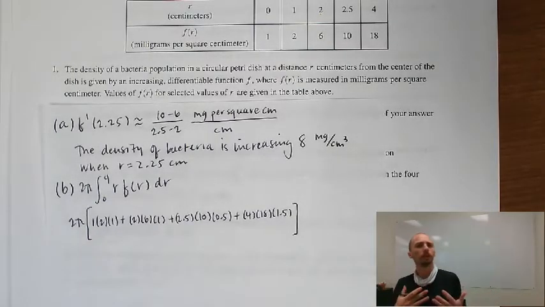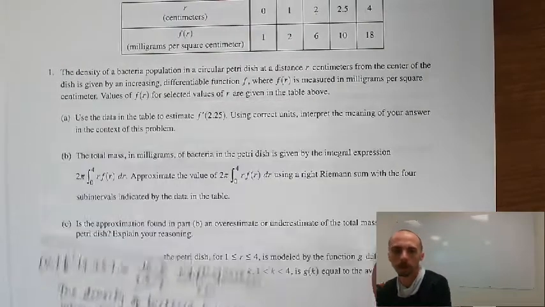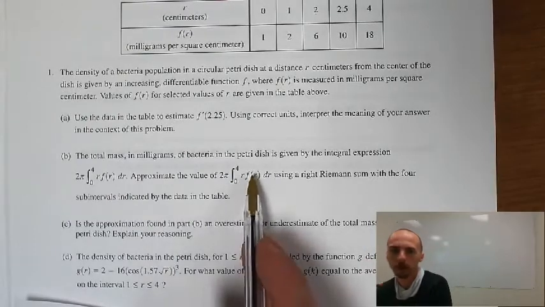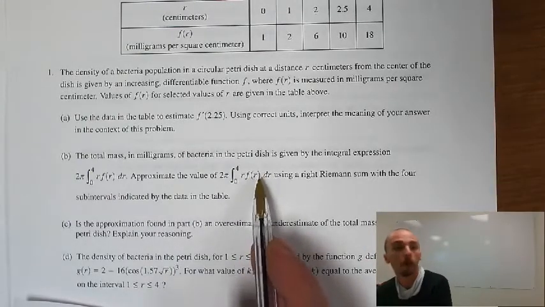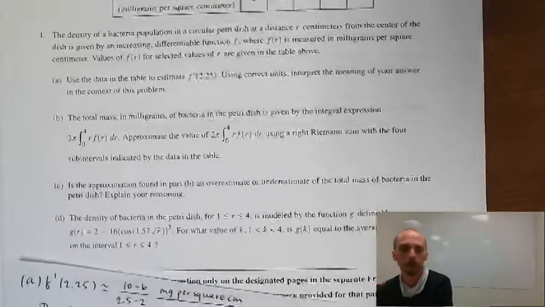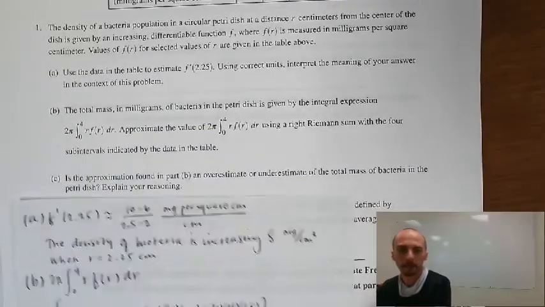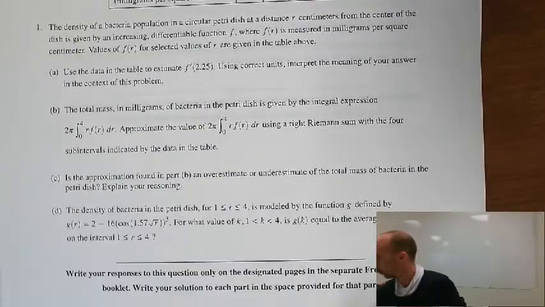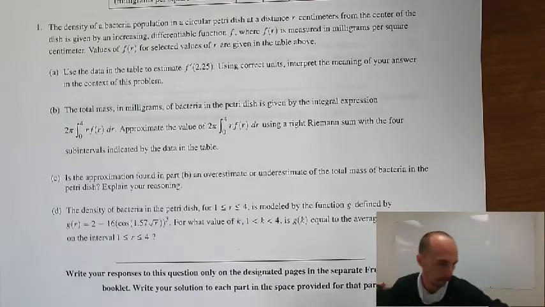Okay. It's a little weird because each term of the sum has 3 factors, but really, if we go back to what is the Riemann sum, it's going to be an r value, an f of r value, and a delta r value all multiplied together. It's something that we can do. This is an underestimate or an overestimate of the total mass in the population.